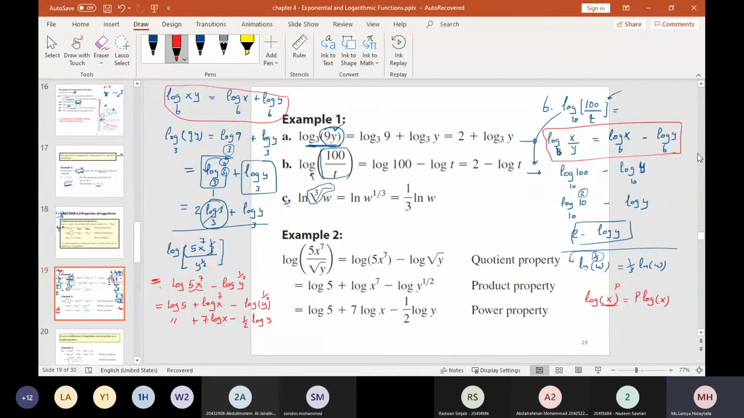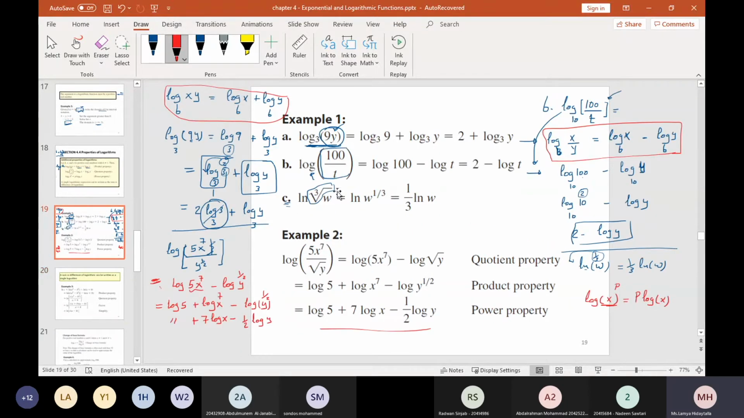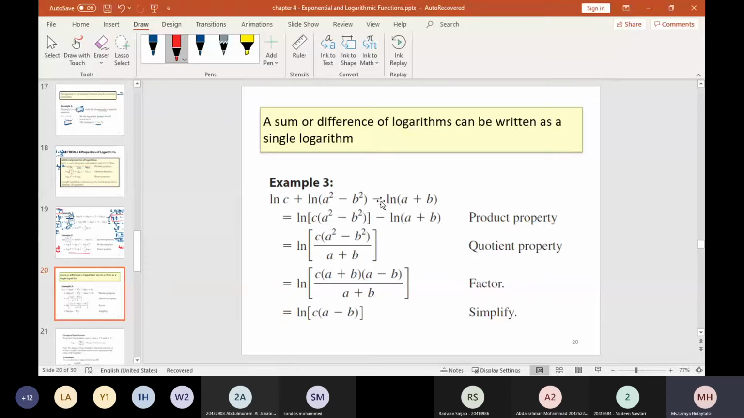Okay, now we can do the opposite. Here we were trying to write a log as an addition of two logs or a subtraction of two logs, that is, we were expanding them. Now here we want to write the whole term as a single logarithm, meaning log of something.